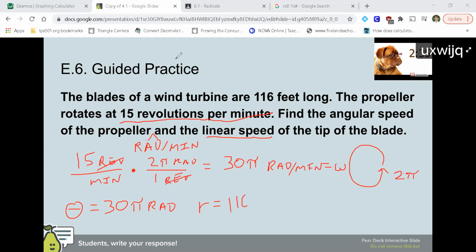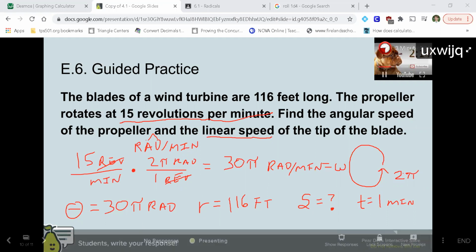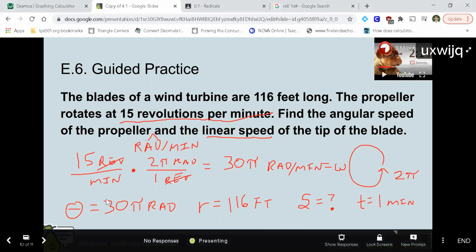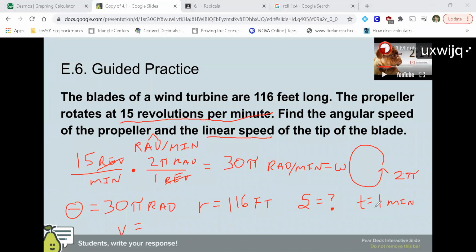R is 116 feet. I need you to find 2 things. I need you to find S. How far does it travel then? And let's say, to be uniform for everybody, in 1 minute. So in 1 minute, it goes 30 pi radians. So if the radius is 116, use your formula, tell me what S is. And then once you know S, again, let's all set T equal to 1. Tell me what V is.